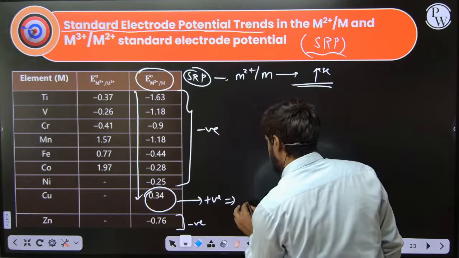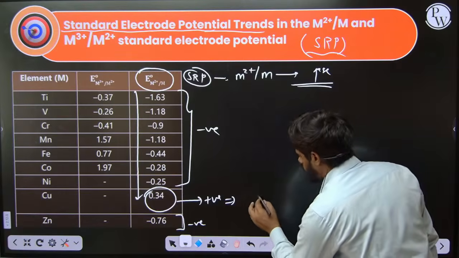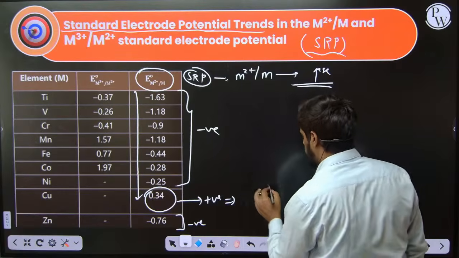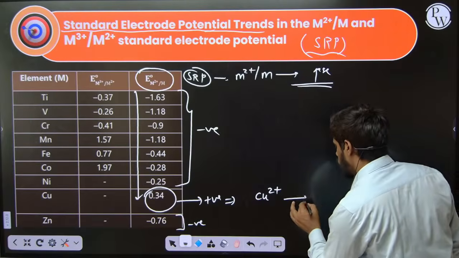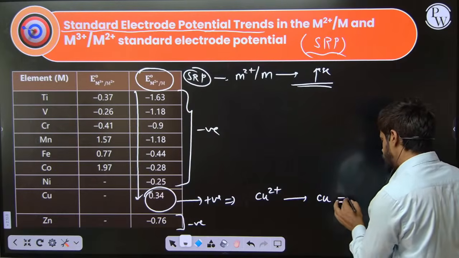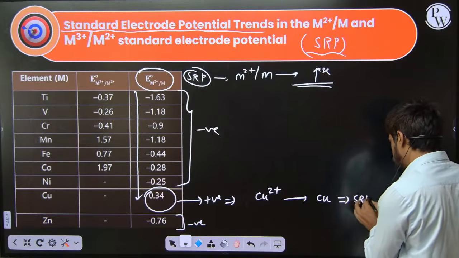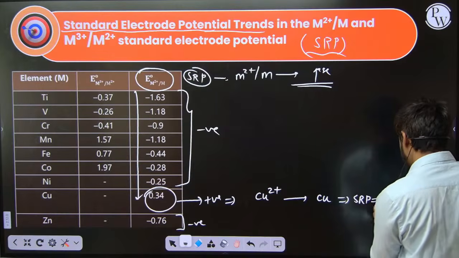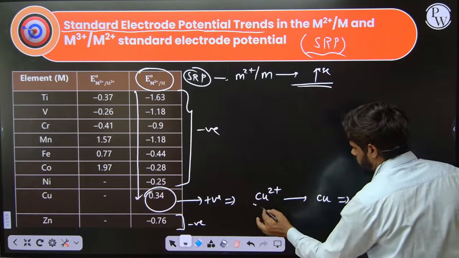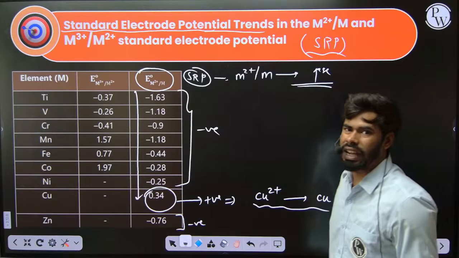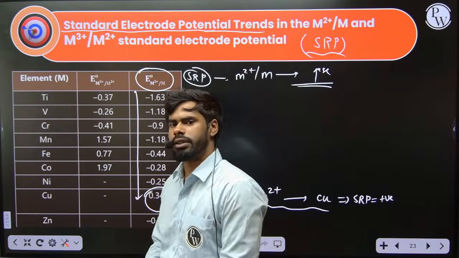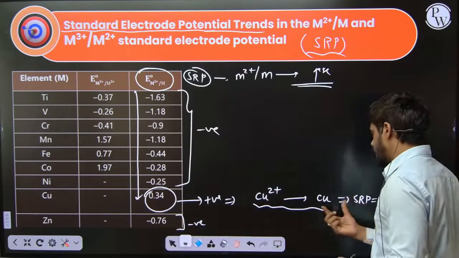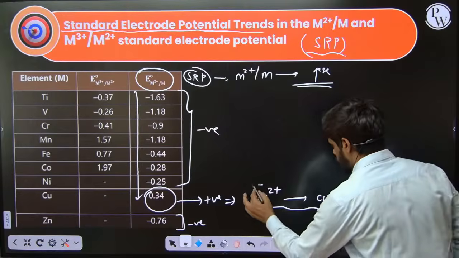If it is a positive SRP value for the copper 2 plus to copper change, that means this reaction, this process, is feasible. Whatever the process is, if the SRP value is positive, it is feasible.